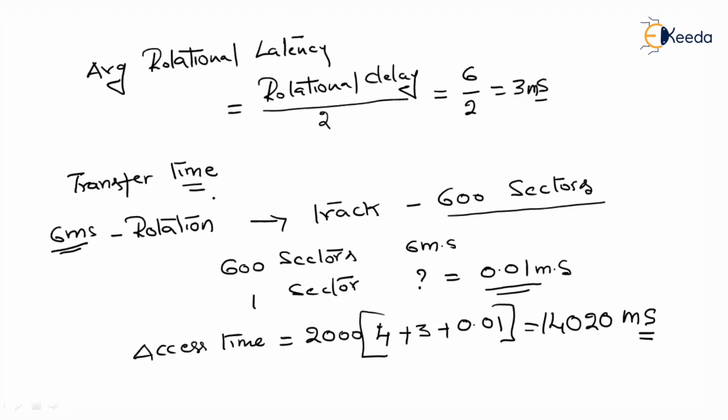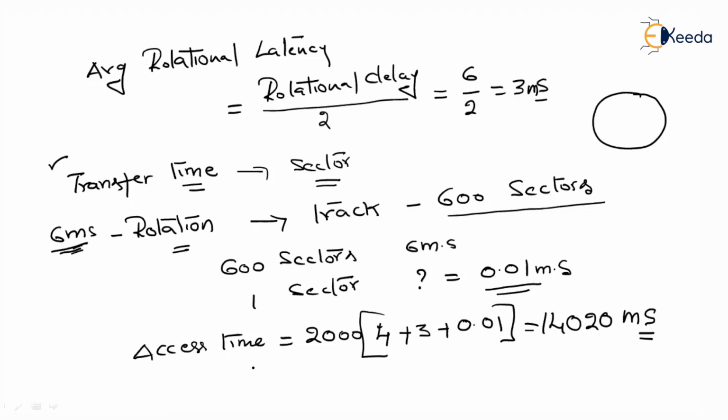Okay. So transfer time, actually, is not explicitly given in the question. So we need to calculate the transfer time. The transfer time we need to calculate for one sector. One rotation takes 6 milliseconds. What is a rotation? A complete track will be covered in one rotation. So when one complete track is covered, that is the transfer time for one rotation. So a total of 600 sectors will be covered. So 600 sectors take 6 milliseconds. One sector will take how many milliseconds? That is equal to 0.01. This is the actual transfer time.